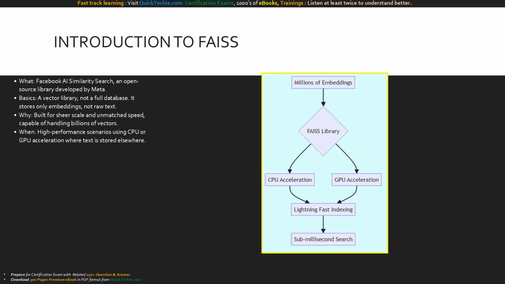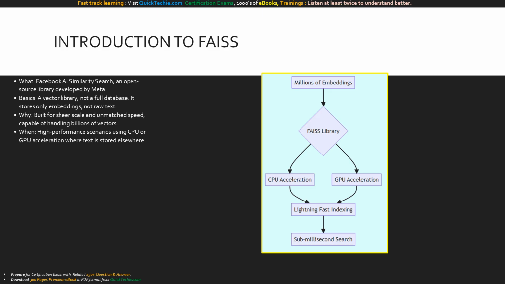Now, let's shift our focus to FAISS. What is it? FAISS stands for Facebook AI Similarity Search, developed by Meta. It is crucial to understand the basics. Unlike Chroma, FAISS is a vector library, not a full database. This means it uses immutable data structures to store only the embeddings in memory, and you must maintain the actual raw text in a separate data store.